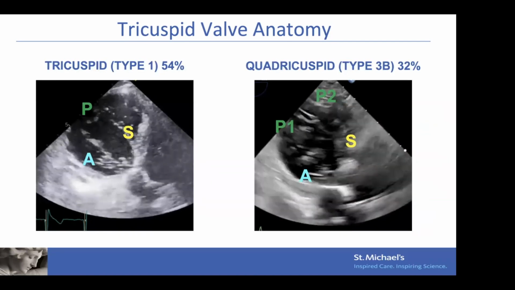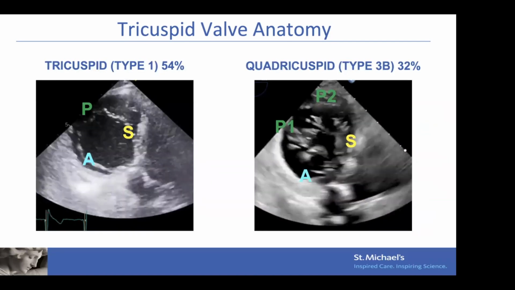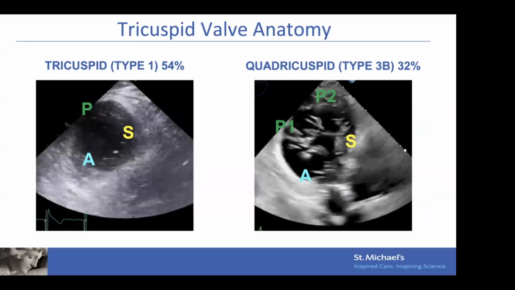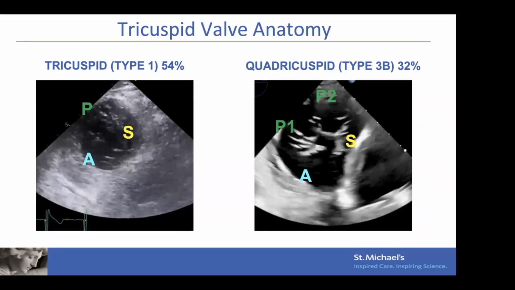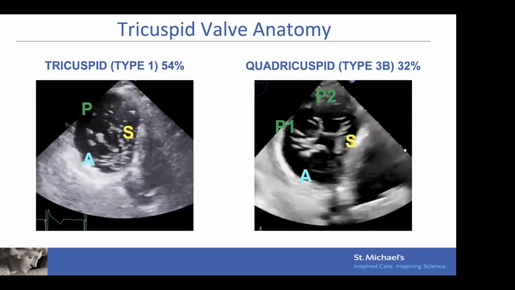So as I mentioned, this view is also very useful to look at tricuspid valve anatomy, and this is important because, contrary to what its name suggests, research has shown that the tricuspid valve actually only has the typical tri-leaflet configuration in about half of the patients.